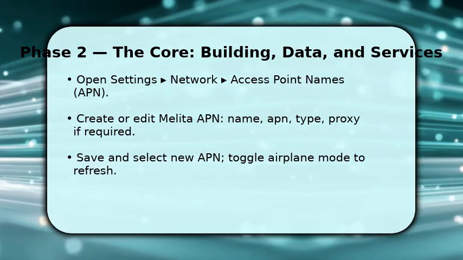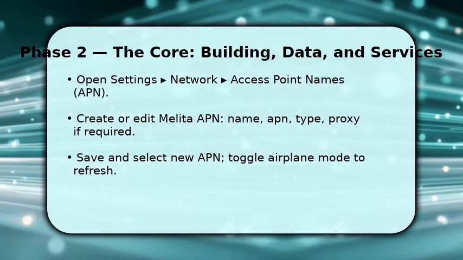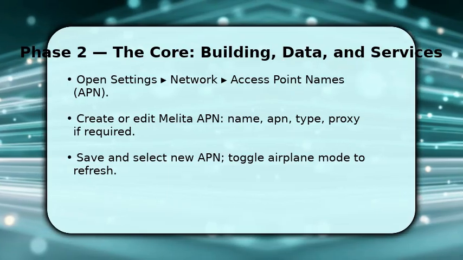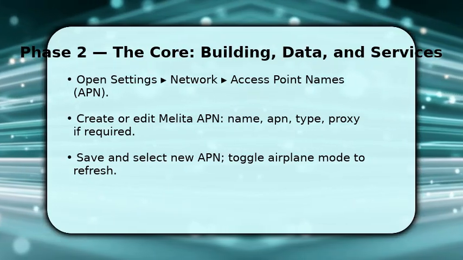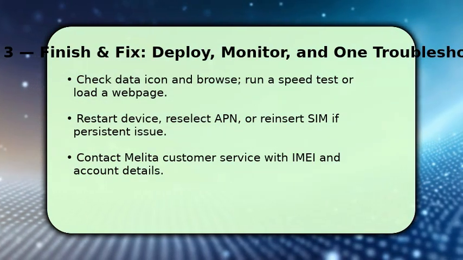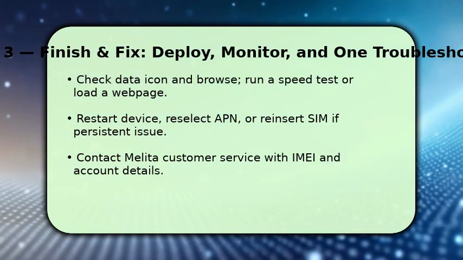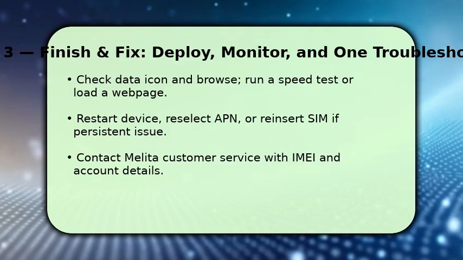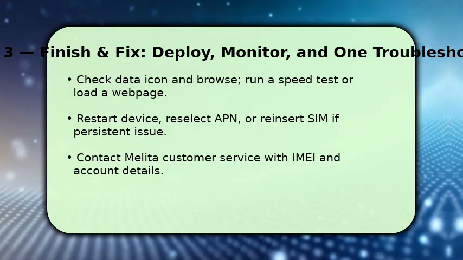After selecting, toggle airplane mode on then off to force the handset to re-register with Melita's data service and obtain proper routing. Finally, verify connectivity by opening a web page or running a speed test. The data icon should show 3G, 4G, or LTE.